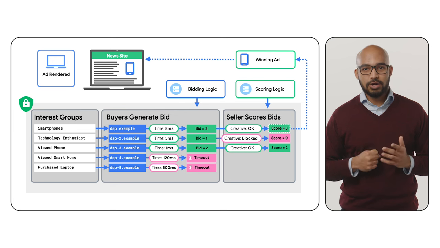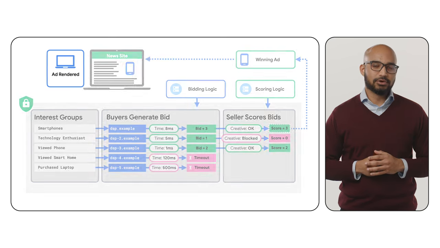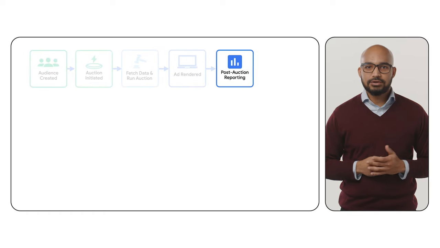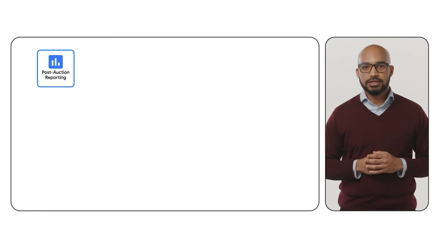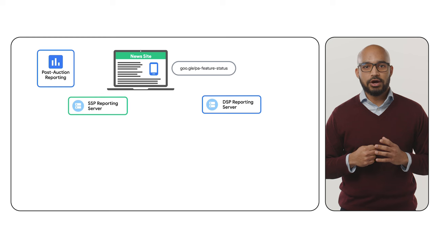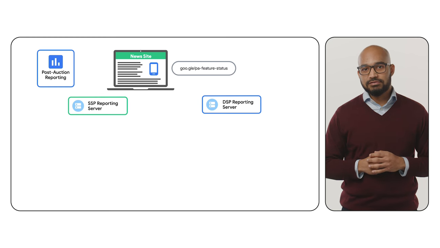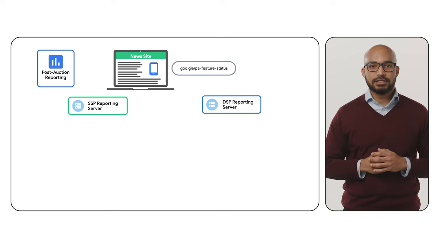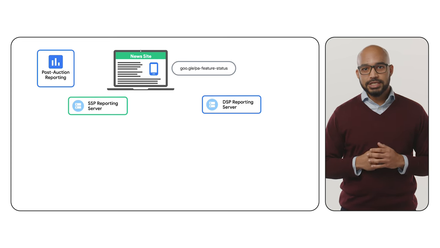So an ad is now on the screen, and the last step is everyone getting the reporting that they need. Let's take a look at that. Once the ad renders, the browser will send reports to the buyer and the seller that won the auction. We call these event-level reports, as they will be sent after each auction event. There's also aggregate reporting, which is not sent on an event level, but rather summarized over many, many auctions. For the latest on timelines for availability of event-level reporting, again, see the short link on the screen.